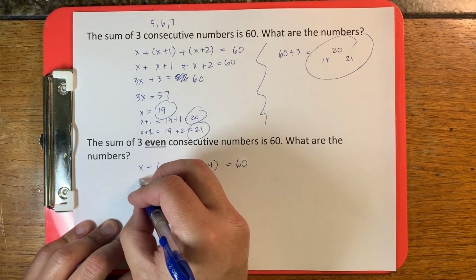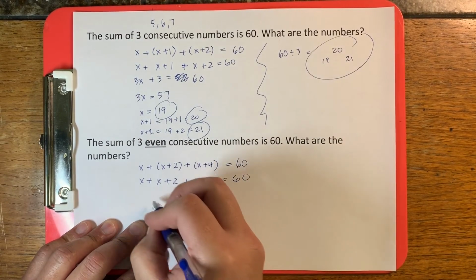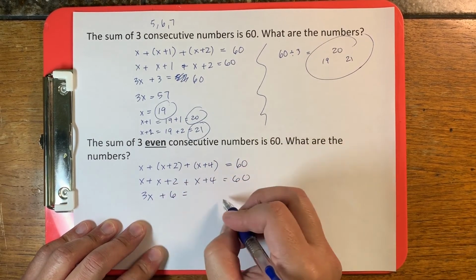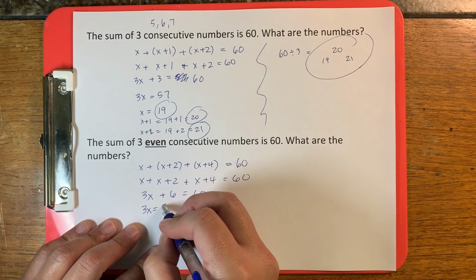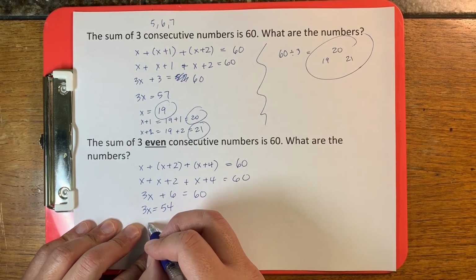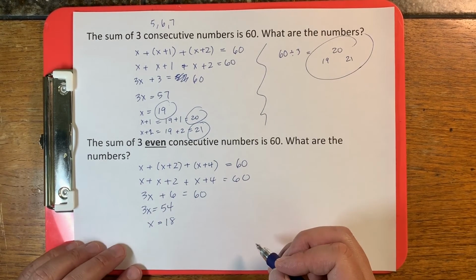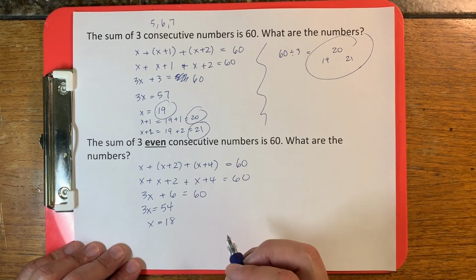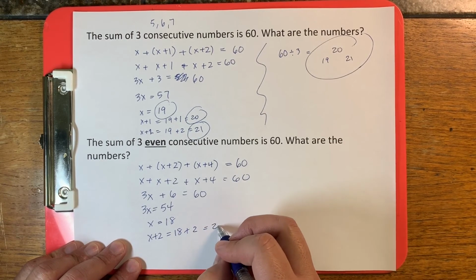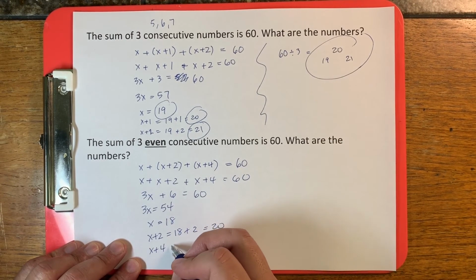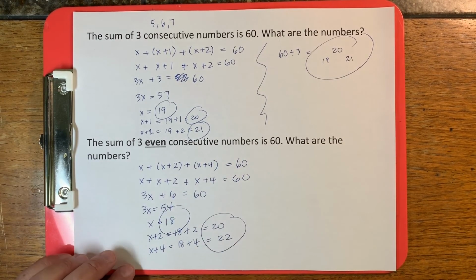So then we can get rid of the parentheses, combine like terms, and then we can subtract 6 from both sides, and then we get x is equal to 18. Now, if I were to say, what are the 2 even numbers that are just bigger than 18? Well, x plus 2 will give me 18 plus 2, which is 20, and x plus 4 is equal to 18 plus 4, which is 22. And then those are my 3 answers.